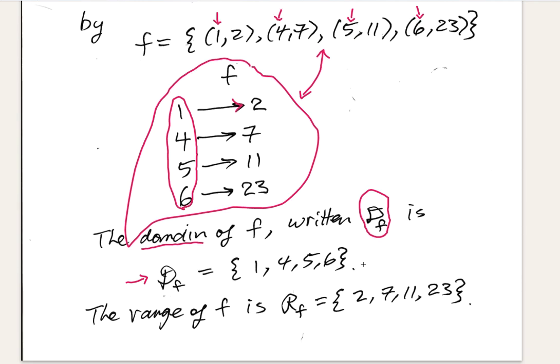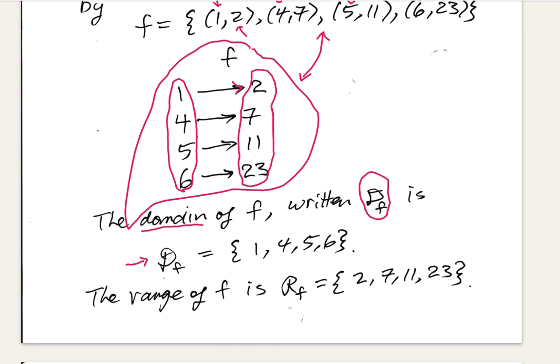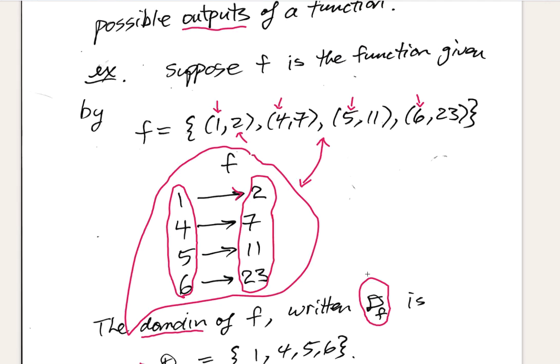Okay, the range of F is the set of all second elements in each of the ordered pairs here. So all these elements that are being pointed at. Again, this stuff would apply to a general relation also. But this would be then what? 2, 7, 11, 23. Notice that my notation here for range, I guess I didn't mention that, is a script R with a subscript F. So range of F is the set 2, 7, 11, 23 for this particular function.